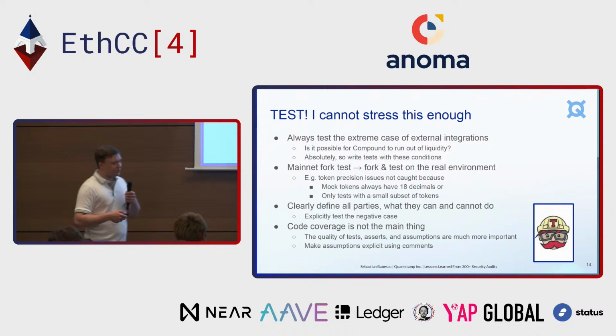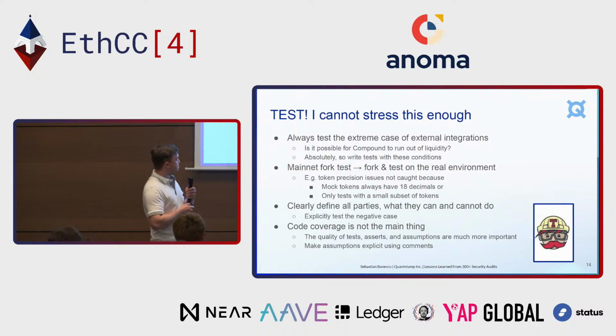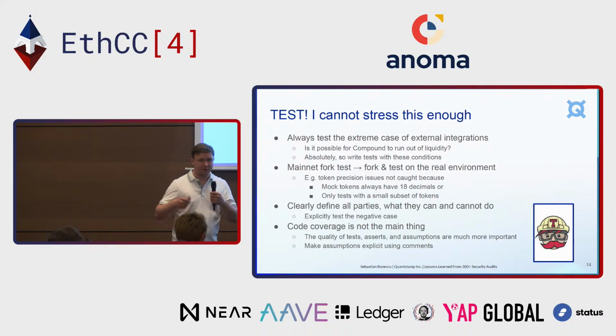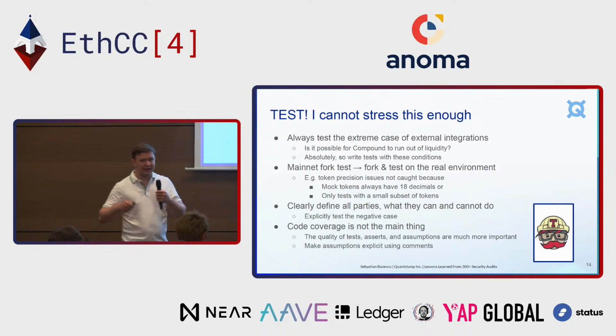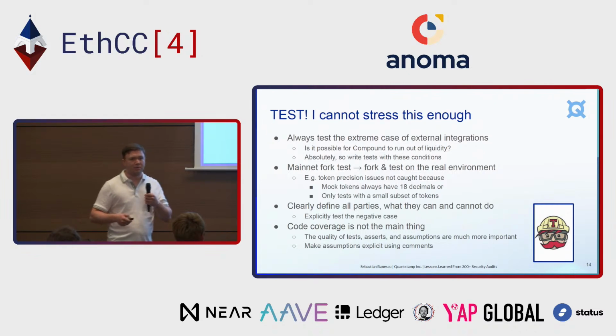Same thing as we talked about before. You should document what the parties can do and cannot do and test the negative cases. If you're saying the admin should be allowed to transfer whatever, test if a non-admin user can transfer that amount, right? Code coverage is not the main thing in testing, okay?